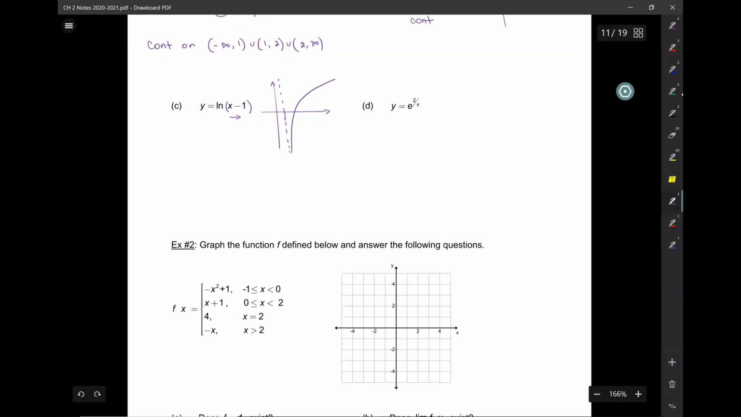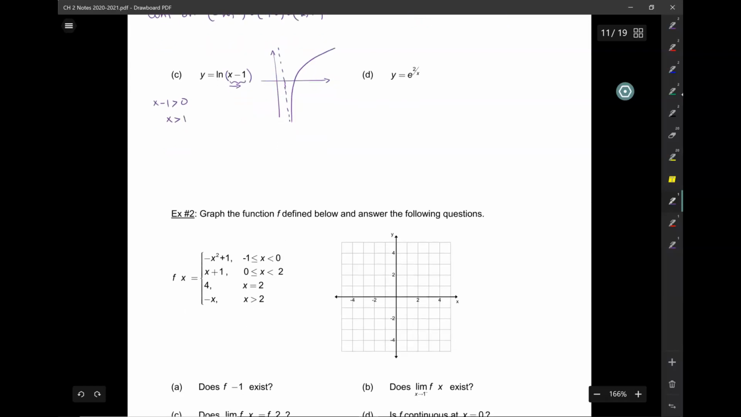So the condition for an ln is that the interior, the argument x minus 1, has to be greater than 0, so x has to be greater than 1. That means that's the domain. All right?